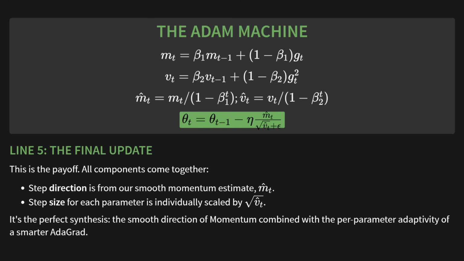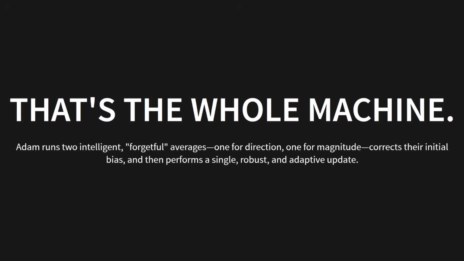It's the perfect synthesis. The smooth direction of momentum combined with the per-parameter adaptivity of a smarter Adagrad. And that's it. That's the whole machine. Adam runs 2 intelligent, forgetful averages, one for direction, one for magnitude. It corrects their initial bias, and then performs a single, robust, and adaptive update.